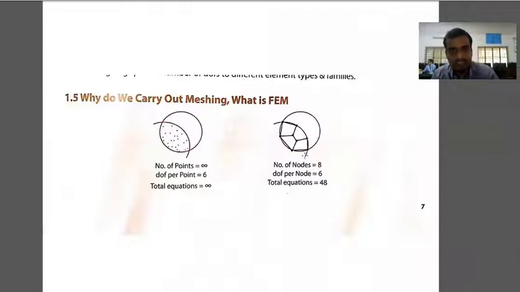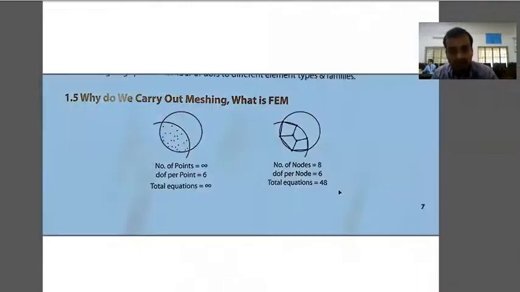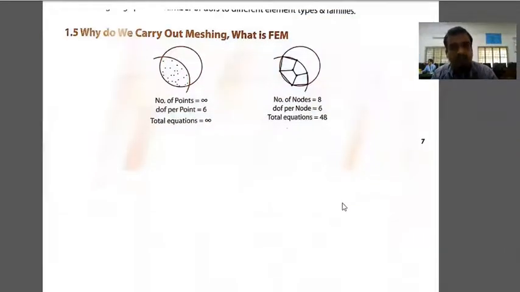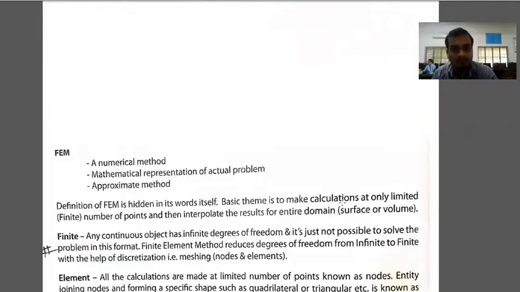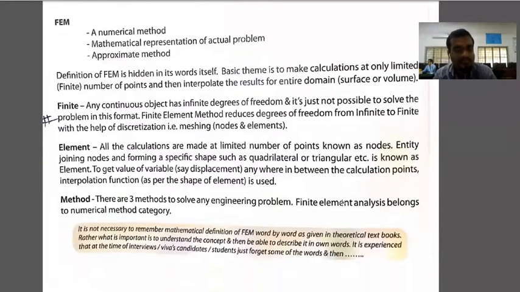Now we will see the basic theme of FEM. What is FEM? What is the definition of FEM? Okay, so FEM is nothing but a numerical method. Firstly, it is a numerical method, as we have studied about various types of methods to solve any engineering problem, in which there are three methods. First one is analytical, second one is numerical, and third one is your experimental. So your FEM, finite element method, is a numerical method.